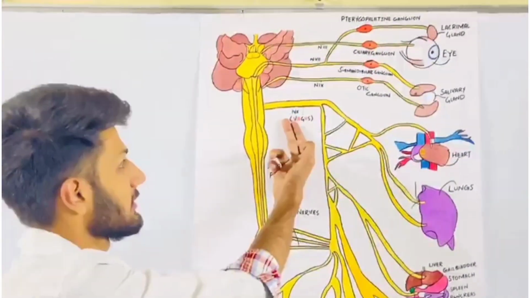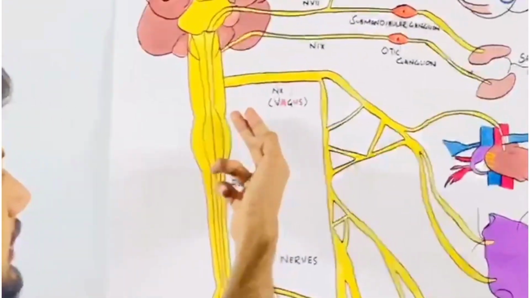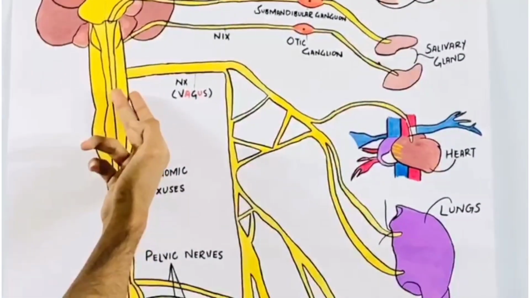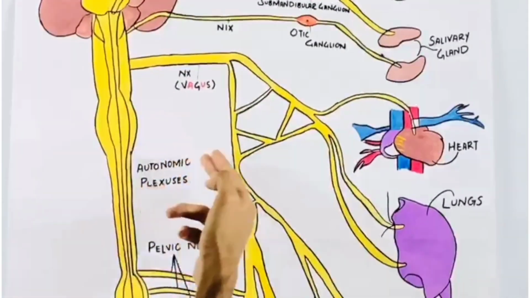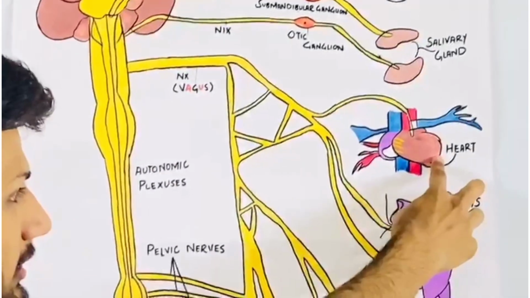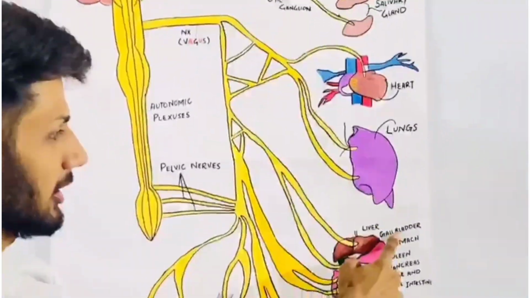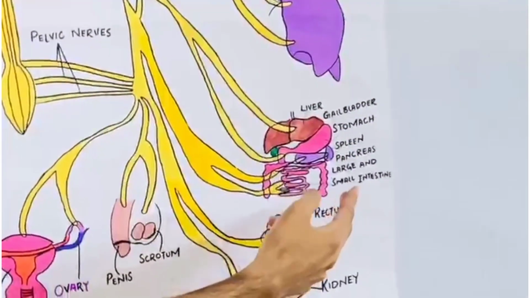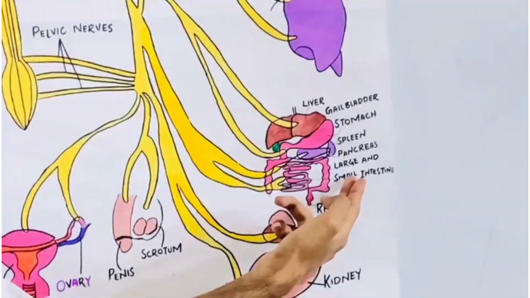The next is the 10th cranial nerve, which is the vagus nerve. The origin of the vagus nerve is the medulla of the brainstem. It innervates the heart, lung, liver, gallbladder, stomach, spleen, pancreas, large intestine, and small intestine.